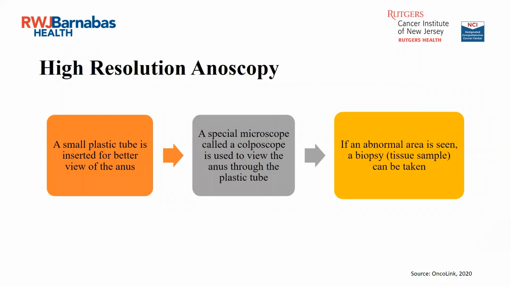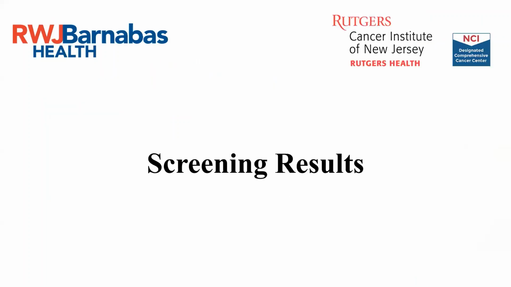The HRA test is where a small plastic tube is inserted into the anus for better view, and a colposcope is used to look at the anus through the plastic tube. If an abnormal area is identified, a biopsy or tissue sample can be taken. So I want to just briefly go over potential screening results.